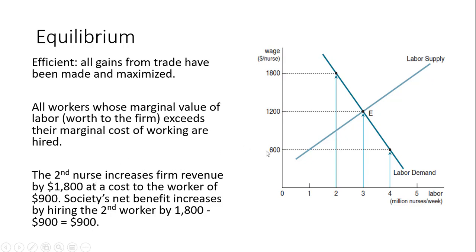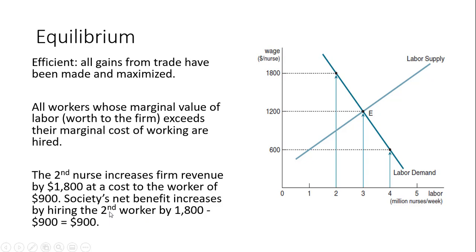So all workers whose marginal value of labor, that is their worth to the firm in terms of increased revenue, exceeds their marginal cost of working, these workers will be hired. So for the second worker, the second nurse increases firm revenues by $1,800, just given by the height of the demand curve, at a cost to the worker. So the marginal cost of working here, take this 2, plug it in the supply curve, come across, that's $900. That's where this $900 is coming from.